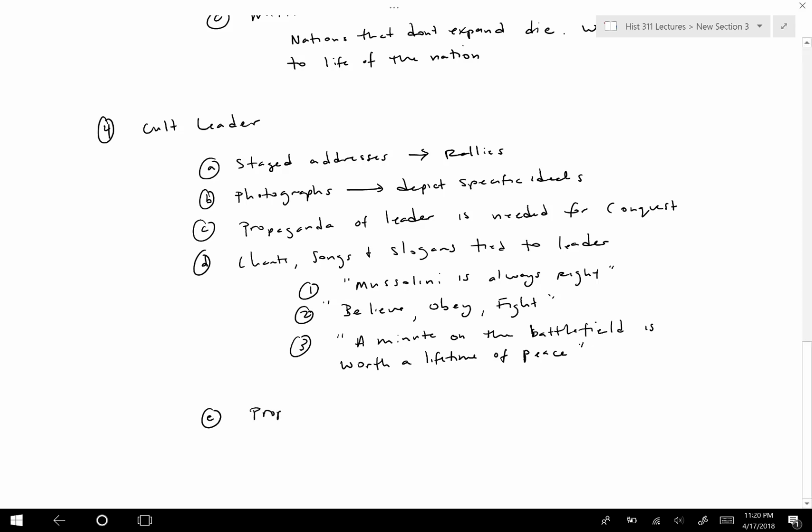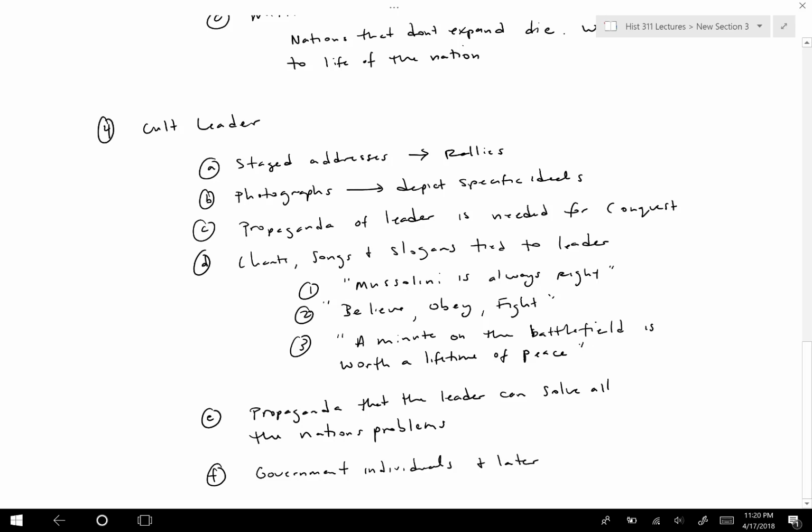You have all this propaganda that the leader can solve all the problems, all the state's problems, the nation's problems. And usually you have government, individuals, and then later all citizens have to swear allegiance to the government and the ruler.